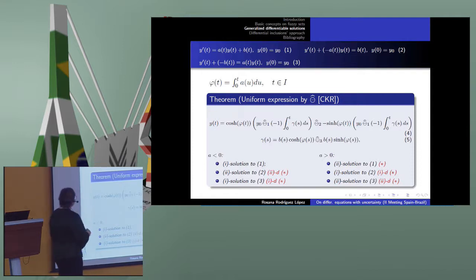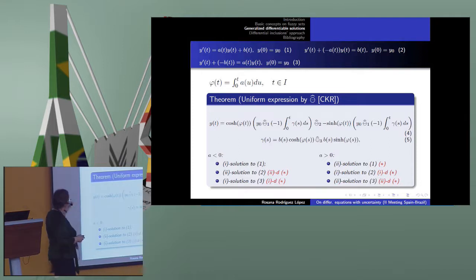But it is easy to check that the differential inclusion solution can be recovered completely by using one and two solutions of the three problems together. Instead of fixing one, if you consider different problems that in the classical case are equivalent but not in the fuzzy case, and you take the differential inclusion solutions, all the solutions are going to be recovered by considering one and two solutions of these different problems.